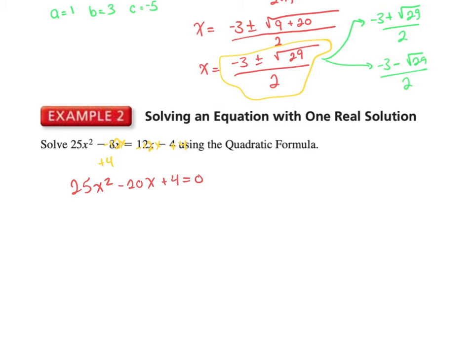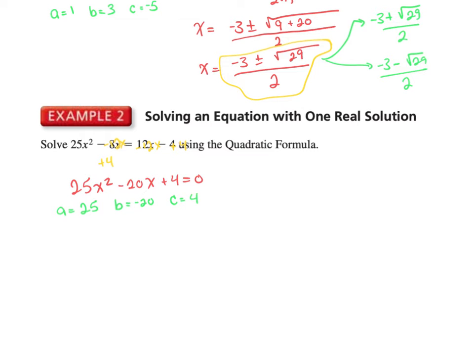That is key. You have to get it equal to 0. This will not work otherwise. Let's identify a, b, and c. The a value is the number in front of the x squared term, which is 25. The b value is in front of the x term, which is negative 20. And c is your constant, which is 4.